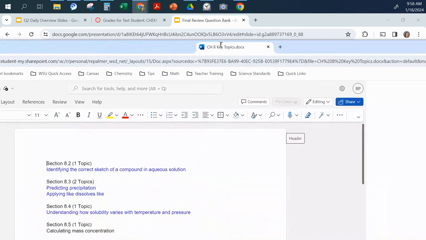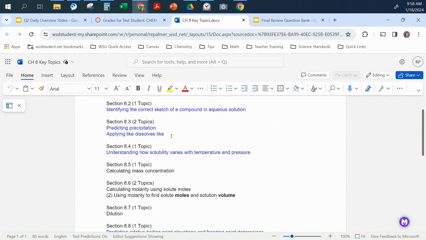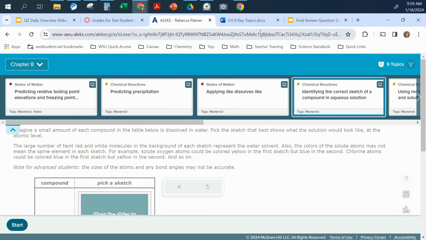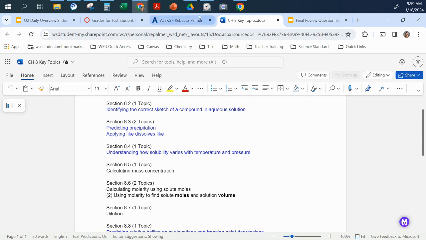So I have a list of topics that we're going to go through. Let's see if we can get through the first 3, and then we'll see where we are, and then maybe we'll do our lab. Chapter 8. We're in chapter 8 now. Okay, the first topic we're going to do is identifying the correct sketch of a compound in an aqueous solution.